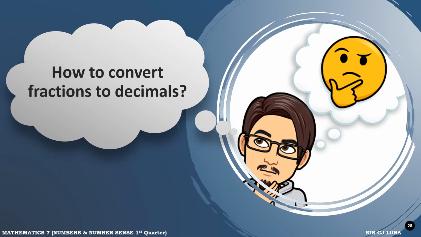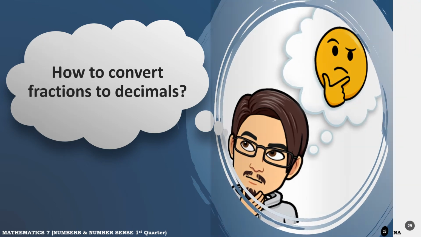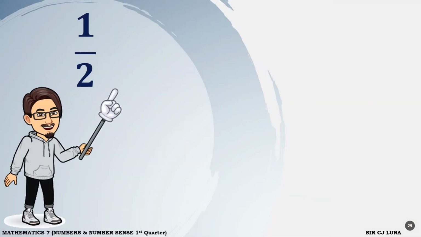How to convert fractions to decimals? Converting fractions to decimals is very simple. All we must do is divide. Convert 1/2 to decimal. All we have to do is we will divide 1 by 2.